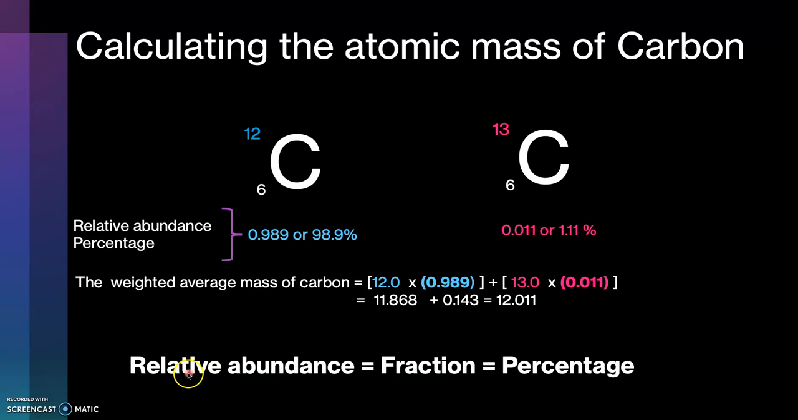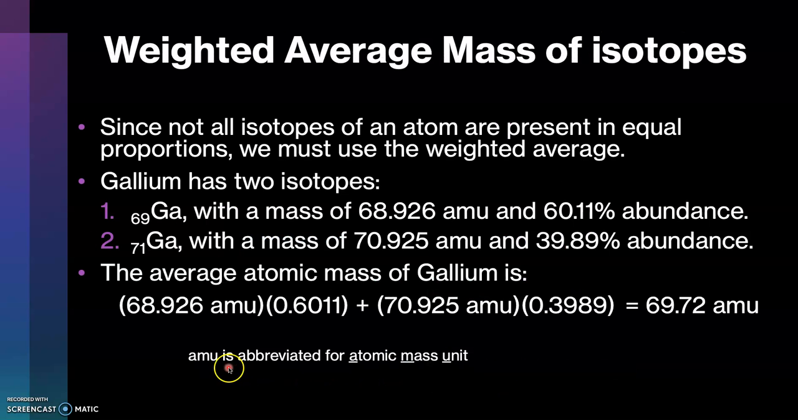Just to remind you, sometimes in the question or in an assignment, it says relative abundance, fraction, or percentage. They are all the same. Because not all isotopes of an atom are present in equal proportion, we must use the weighted average.